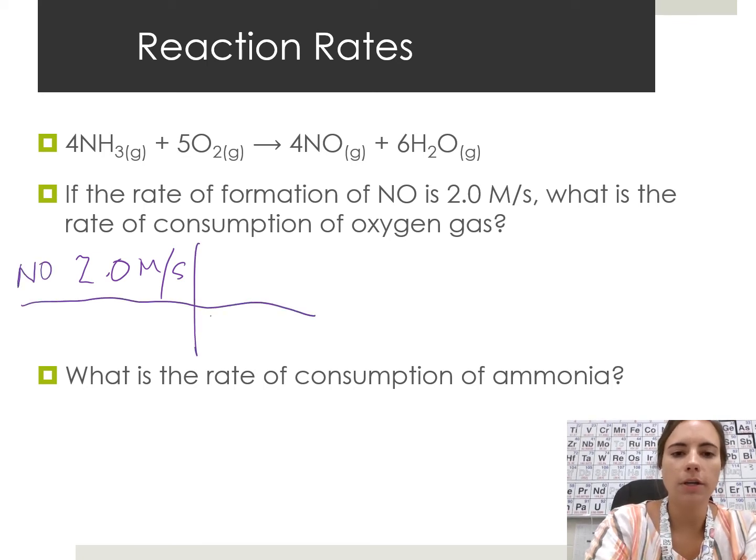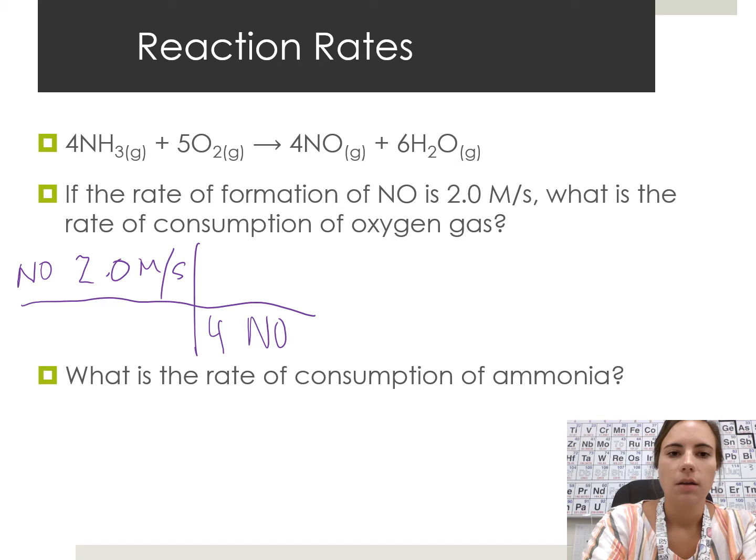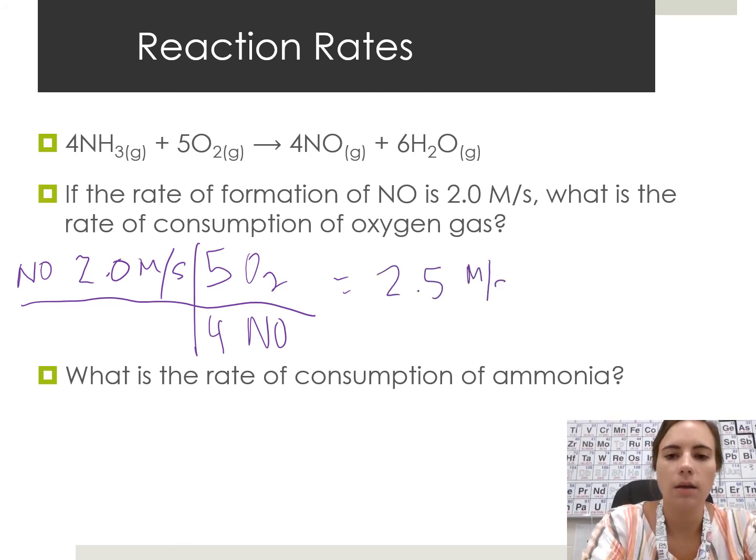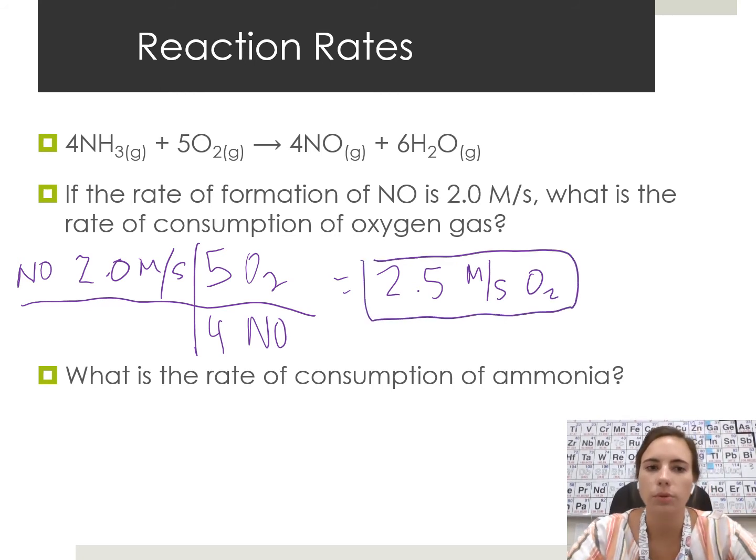Now look at my equation, and the coefficient for nitrogen monoxide is 4, so 4 nitrogen monoxide is to 5 oxygen gases. So I'm going to multiply 5 times 2, which of course is 10, divide by 4. And so the rate of oxygen gas is 2.5 molar per second.